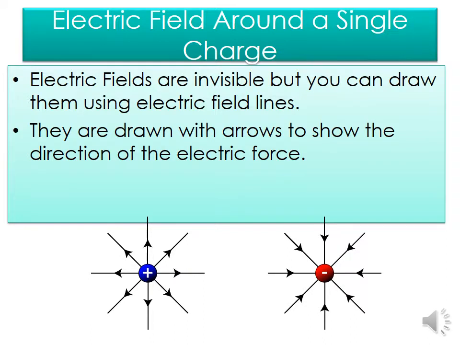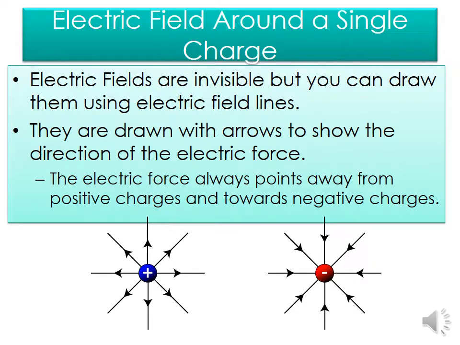They are drawn with arrows to show the direction of the electric force. So you can see in the diagram, there are arrows pointing away from a positive charge and arrows pointing towards a negative charge. This is just how we draw them. Electric force always points away from positive charges and towards negative charges. That's just the push and pull effect. A positive charge tends to have a pushing effect, and a negative tends to have a pulling effect. So you can see why they are generally attracted to each other.